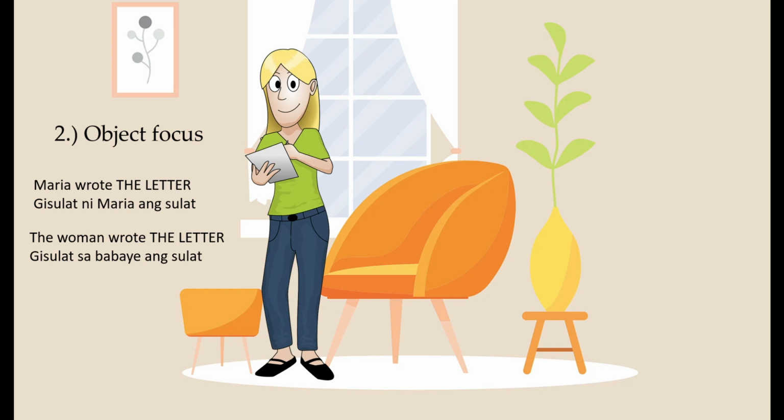So in this context here, the ang sulat is always marked with ang because that's the important object you want to focus on. We don't care so much about the person doing it. We want to talk about the letter. This is very important in our story. Okay? So what if we add a new character?